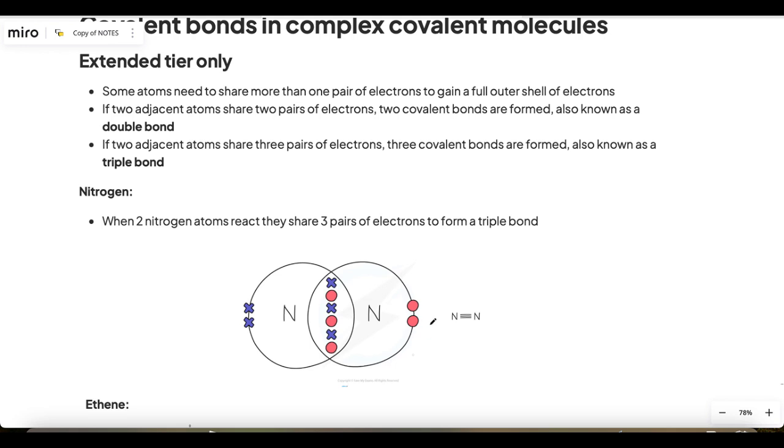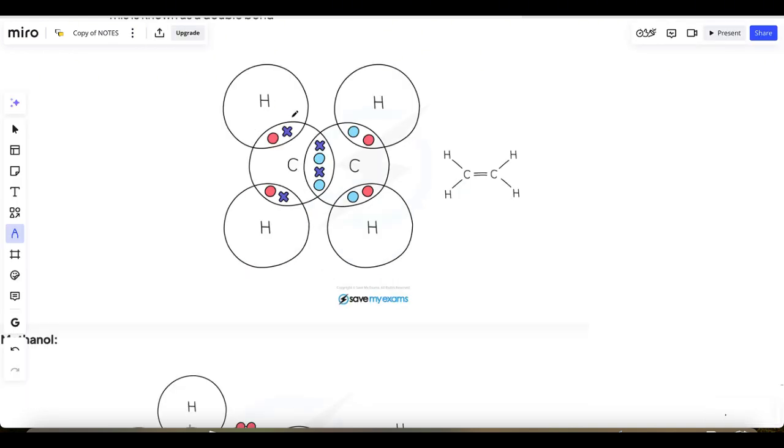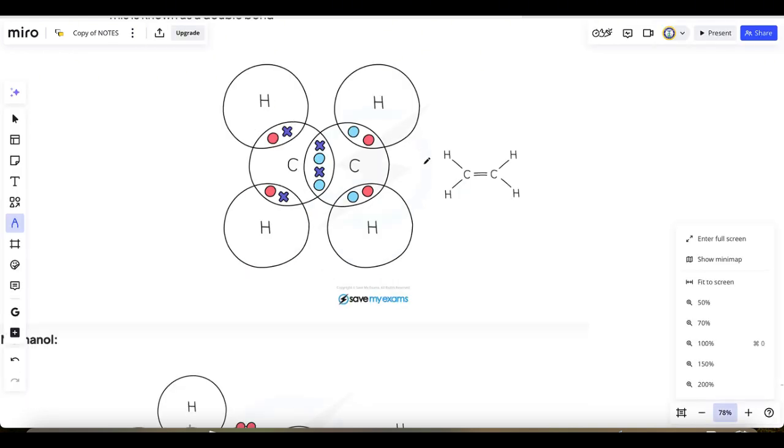Okay. In the case of ethene, let's take a look. You can see carbon is bonded covalently with another carbon. So this is a double bond. It means each carbon atom will bring 2. Carbon has 4 electrons in its outer shell.